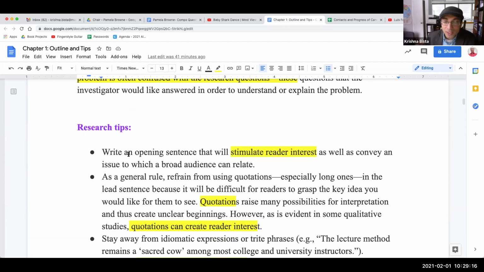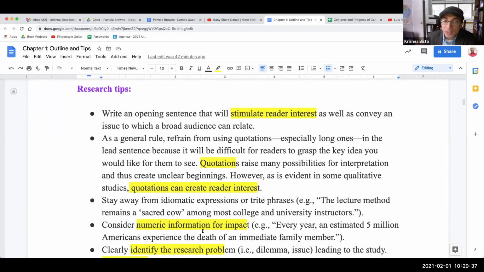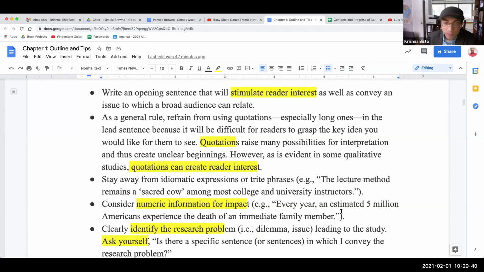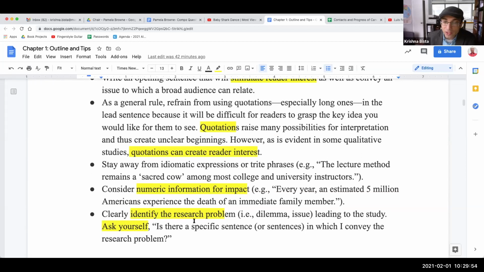Write an opening sentence that will stimulate reader interest. How do you do that? Maybe you can use a quotation relevant to your study, or a quotation from the interview data, which may sometimes be helpful. Or maybe you can start from numeric information, such as: every year an estimated 5 million Americans experience the death of an immediate family member. That kind of number can strike the readers about the need for the topic. And then clearly identify the research problem, the main issue that leads to your study.